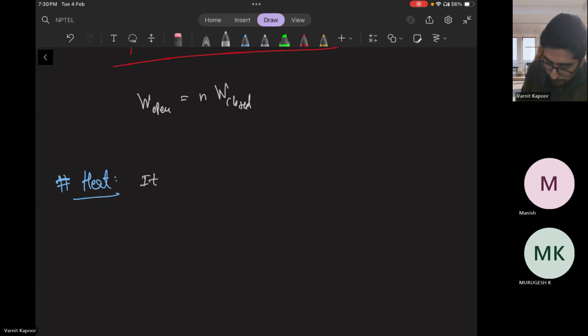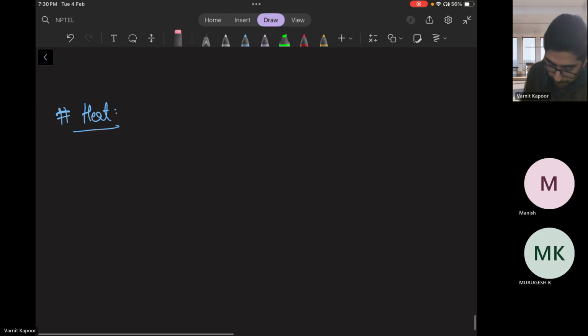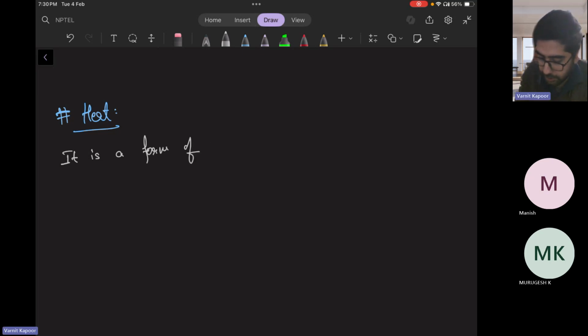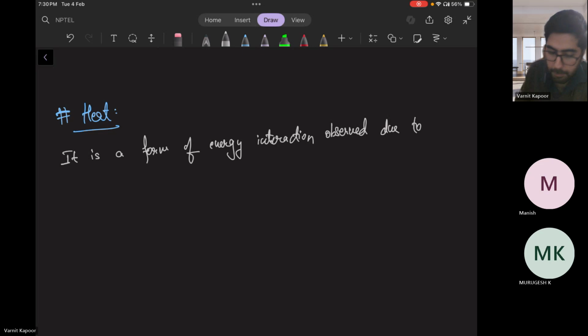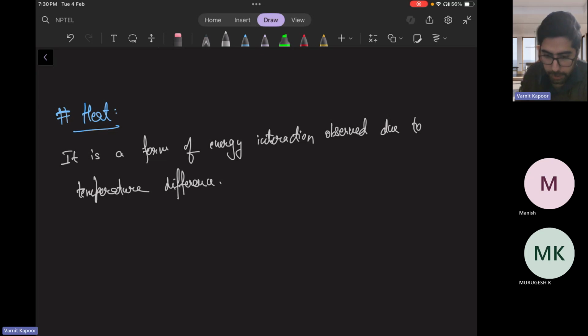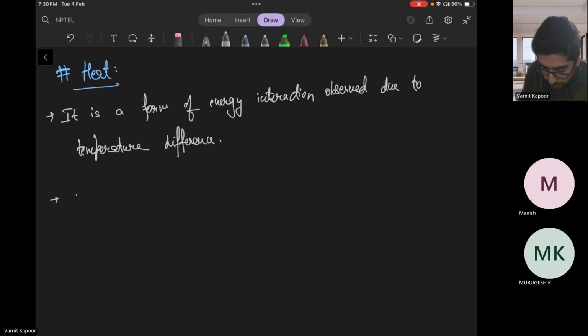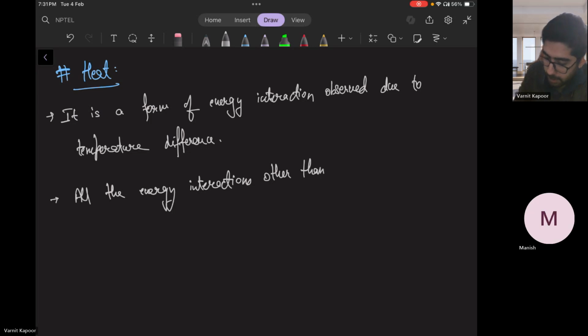Let me write. It is a form of energy interaction observed due to temperature difference. That's heat. Okay. So the point to note here is that all the energy interactions other than those where a temperature difference change, delta T, is happening, are work.